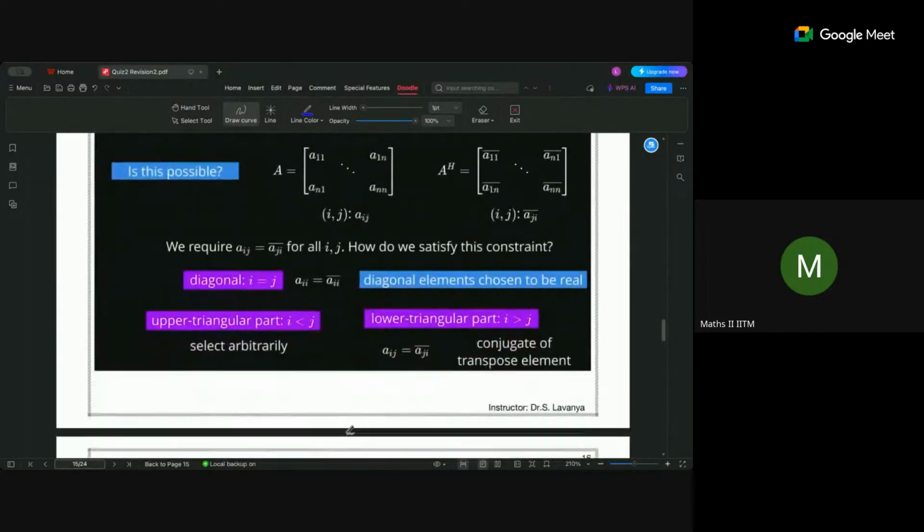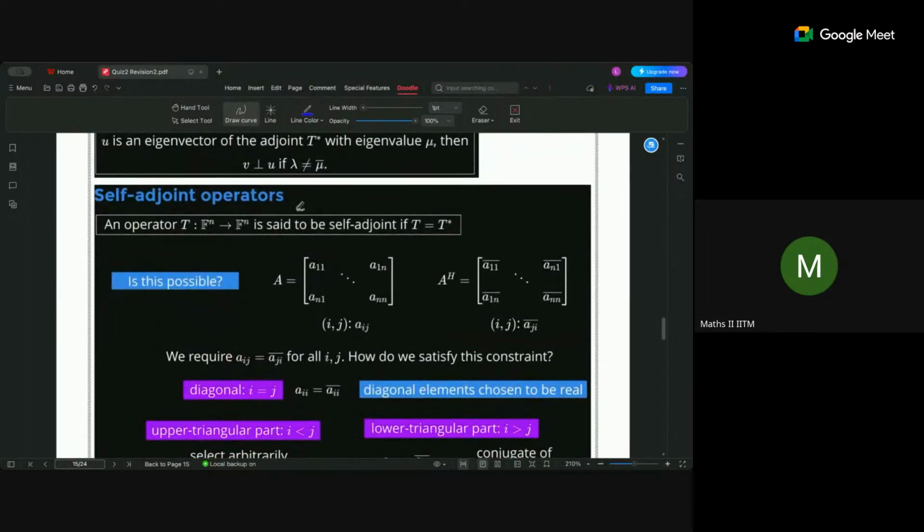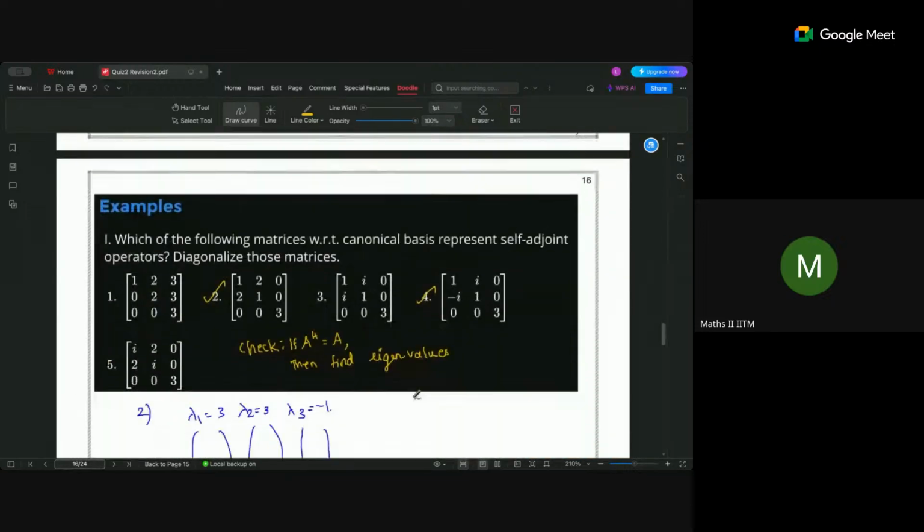Okay. So the next important topic here is self-adjoint operators. It means T star equals T. So it means you have A^H is equal to A. So you have this condition here. In particular, all the diagonal entries are real. Diagonals are all real. Okay. So we already saw some examples here.